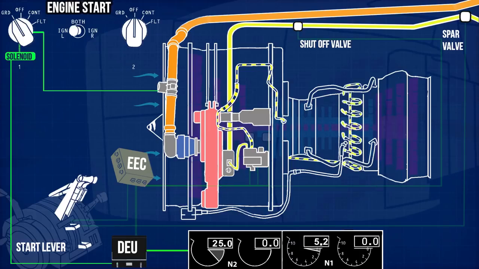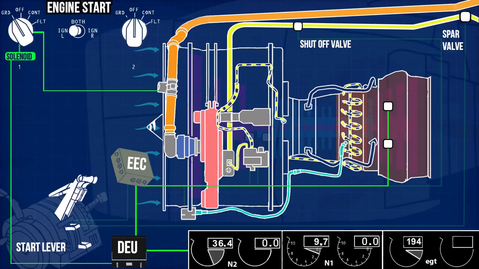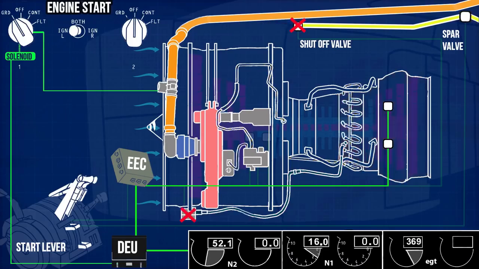At the same time, the EEC commands the ignition exciter box to ignite the fuel-air mixture in the combustion chamber with the help of the igniter plug. The combustion increases the high-pressure and low-pressure turbines' rotation. This shoots up the N1 and N2 rotors' RPM. Thermocouple sensors send the exhaust gas temperature data to the EEC. The EEC monitors engine parameters, and if it notices any anomaly, immediately cuts off the fuel supply and ignition.